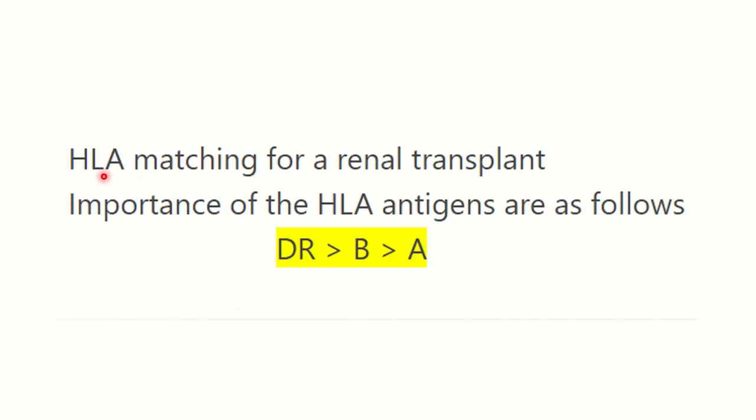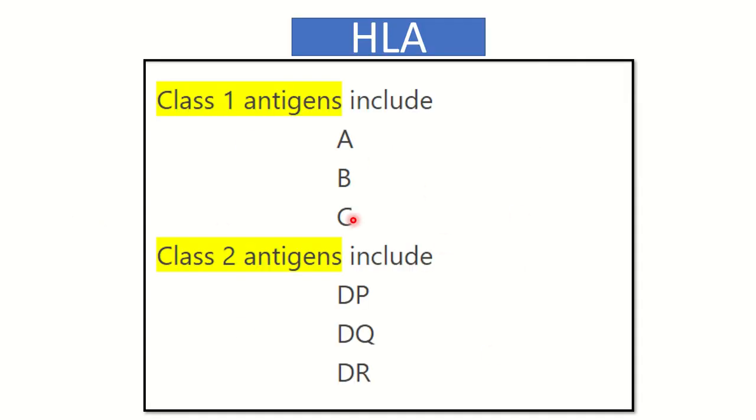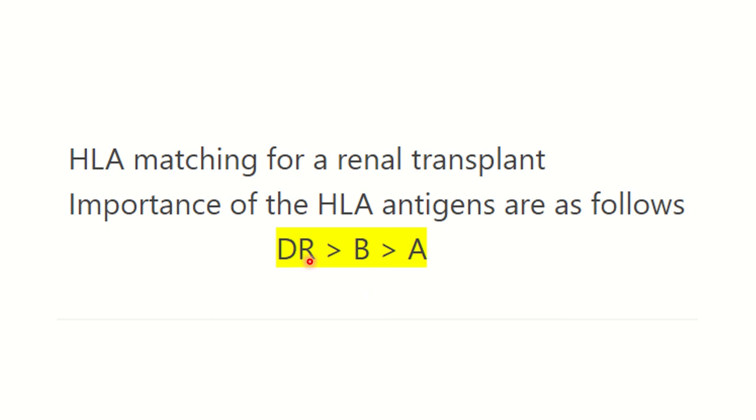So here we can see the HLA matching for renal transplant. The importance of HLA antigens is as follows. First of all DR, then B, then A. Among the 6 important loci, the most important are first of all DR, then B, then A. So you have to remember that DR is a class 2 HLA antigen, B is a class 1 HLA antigen, and A is a class 1 HLA antigen. And the sequence of importance is doctor.